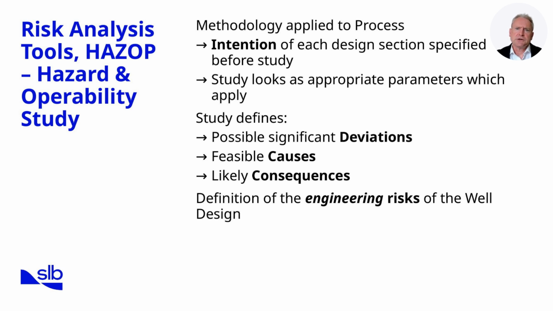From this structured review, we define possible significant deviations, feasible causes, and the likely consequences. Each of these outcomes is documented in detail, ensuring that the engineering risks of the well design are fully defined. This is critical because HAZOP does not only flag the risks, it also provides a logical framework for linking a deviation to its cause and consequence, making it easier to decide whether changes to design or operations are needed. A key point is that the HAZOP methodology is about turning uncertainty into clearly documented engineering risks. In the next slide, we'll build on this by seeing how HAZOP is used to identify new hazards and improve performance during design changes.